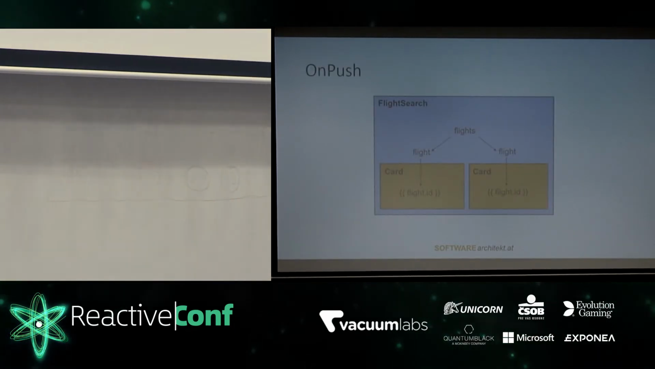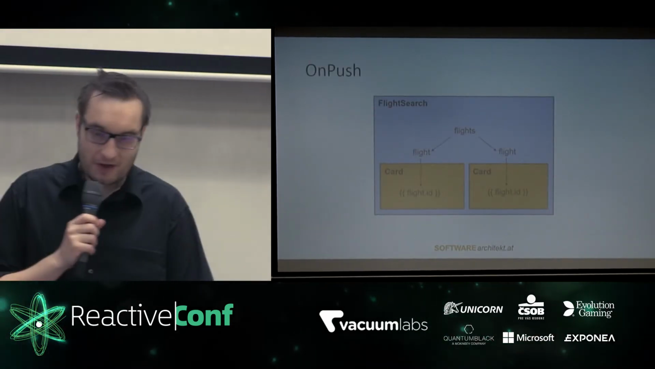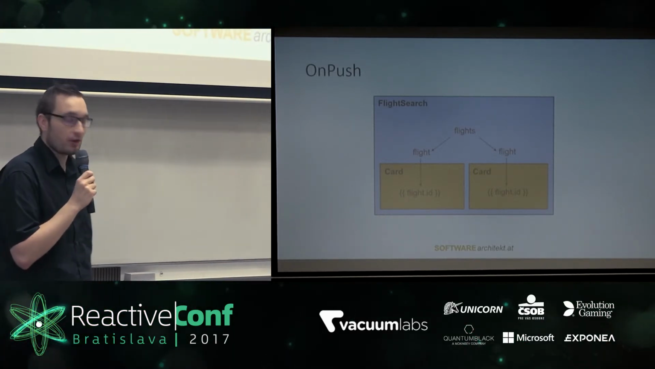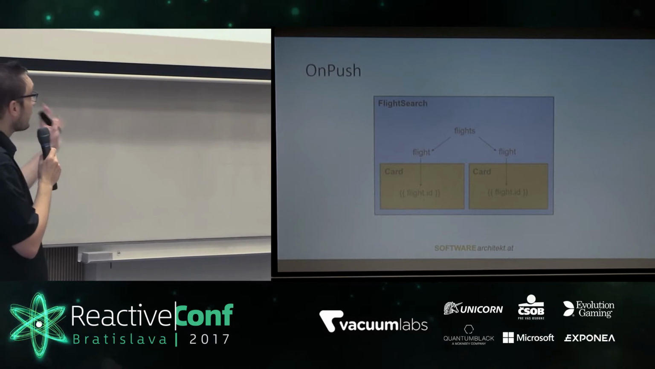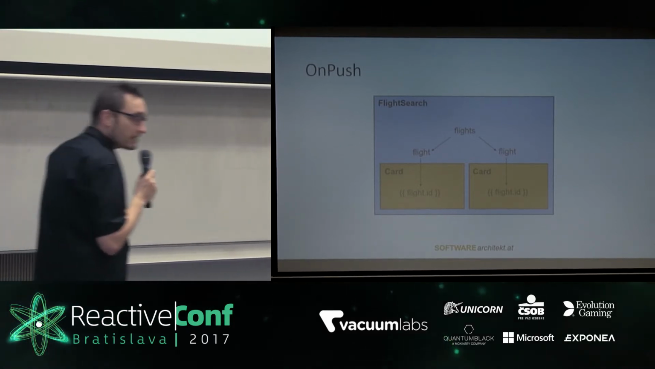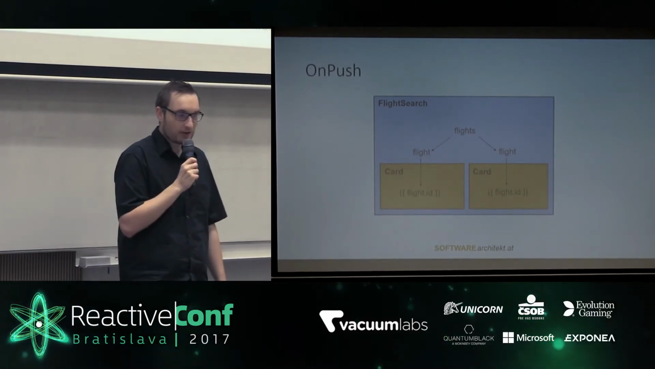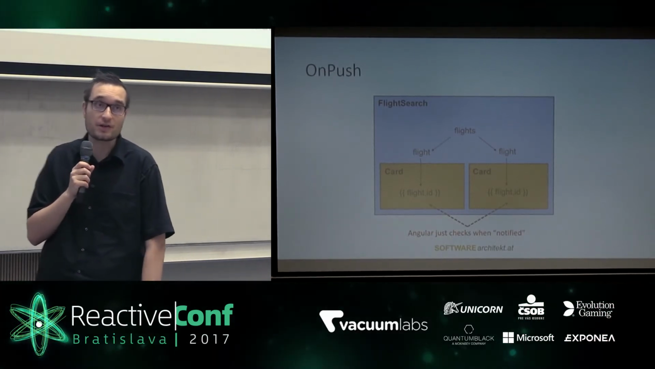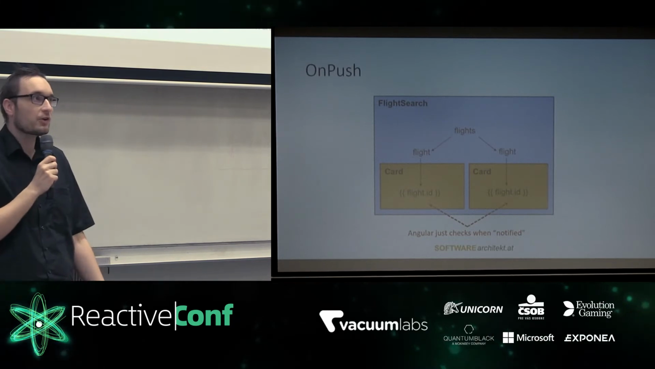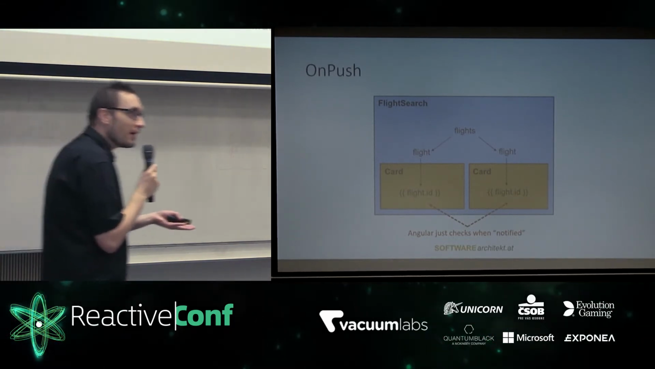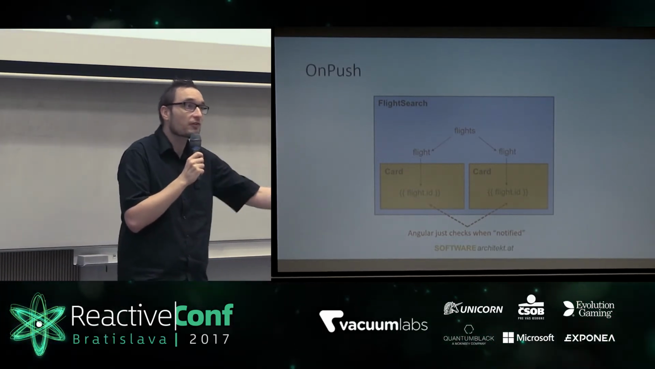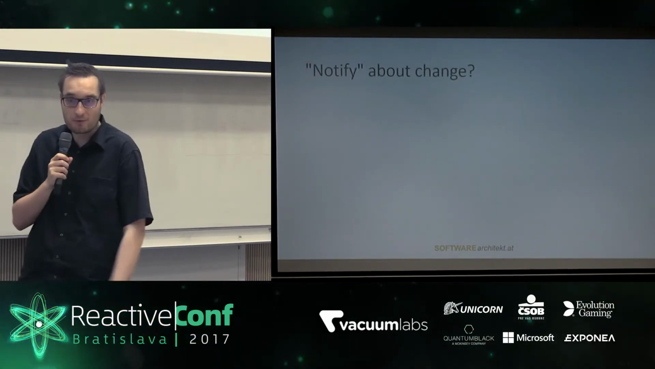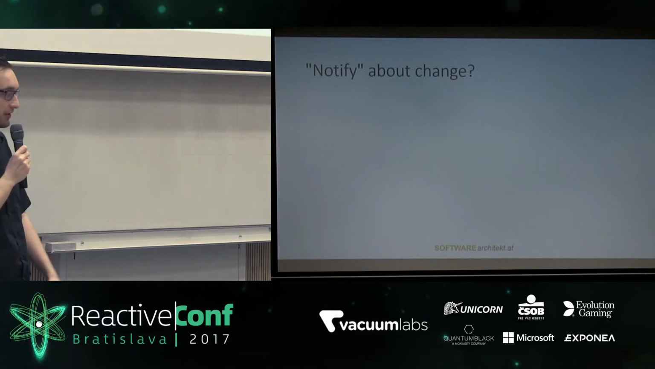So when it comes to on-push, you can just tell Angular that it shouldn't check some components at all. For instance, you could tell Angular that it shouldn't check your flight cards, or that it should just check them when it gets notified about a change. So of course, now the question is, how can we notify Angular that just the first flight card has been changed? And the answer is there are several possibilities for this.